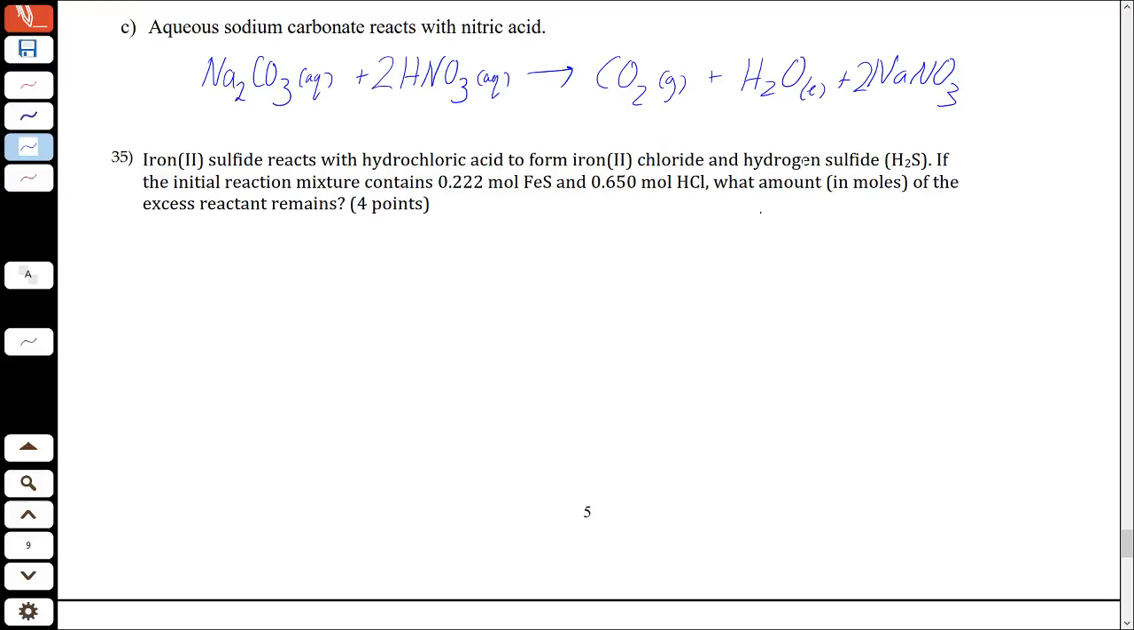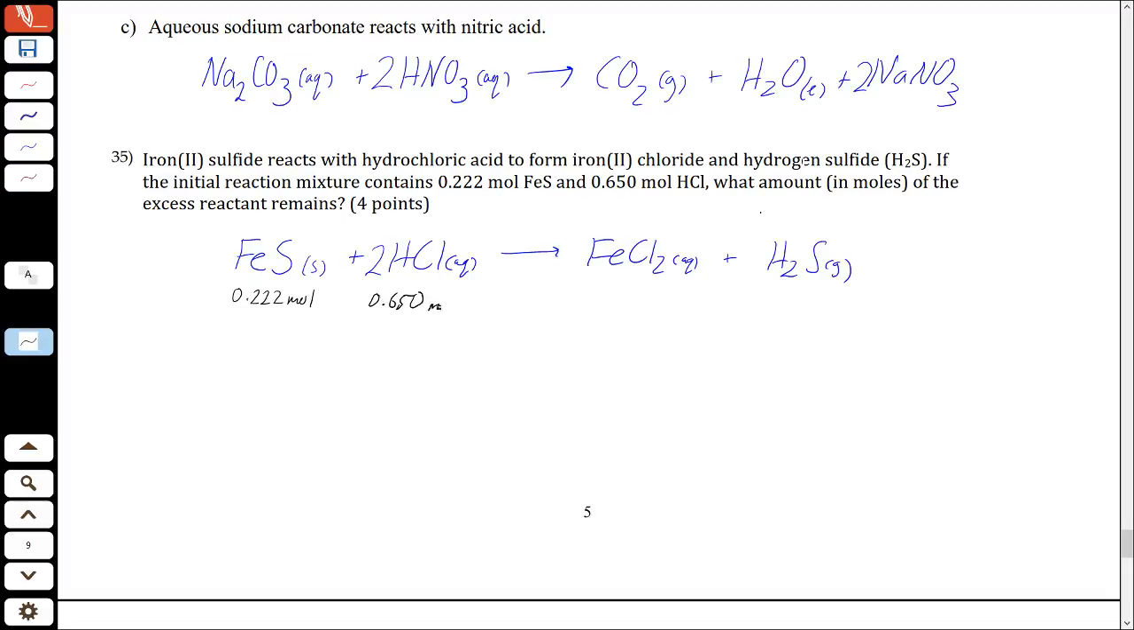All right, and then another problem, this time in moles instead of grams. We've got iron(II) sulfide reacting with hydrochloric acid, and you didn't need to know the states here, to form iron(II) chloride and hydrogen sulfide. If the initial reaction mixture contains 0.222 moles of this and 0.650 moles of this, how much of the excess reactant remains?